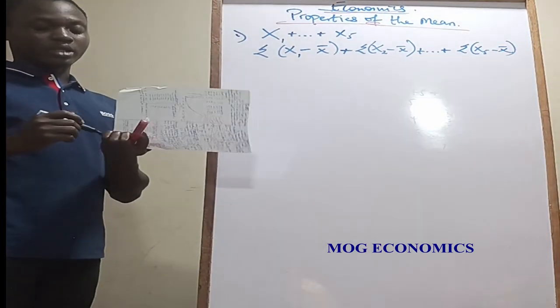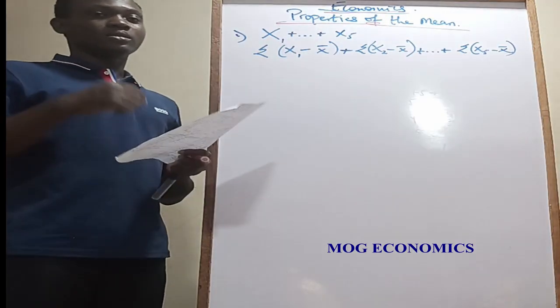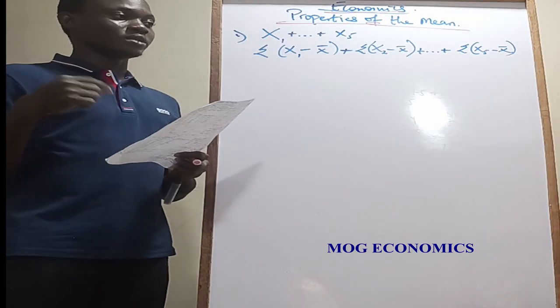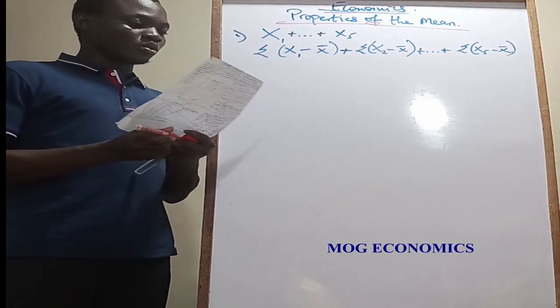So that's what is meant by the sum of the deviations of a set of numbers from the mean being 0. The sum of the deviations of a set of numbers from its own mean is 0. That is the first property.